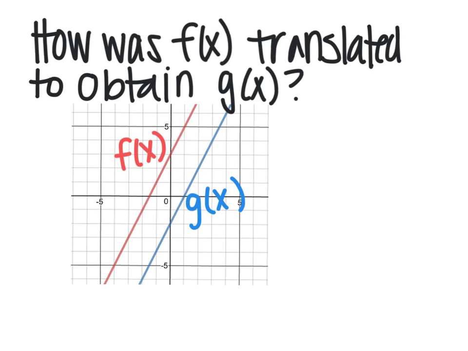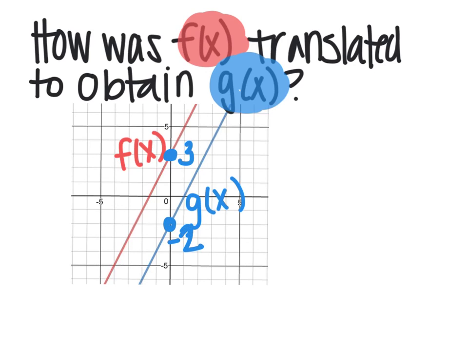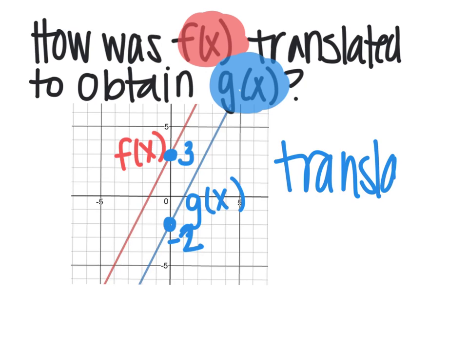And below I have two graphs, and the question says, how was the graph of f of x, which is the red graph, translated to obtain the graph of g of x, which is the blue graph? So the red is the original, so this is our first graph, and here is our new graph. Well, again, if I look at my y-intercepts, one of them is at positive 3, the other one is at negative 2. So if you look at it, you can tell that it went down 1, 2, 3, 4, 5. So the graph was translated down 5 units.